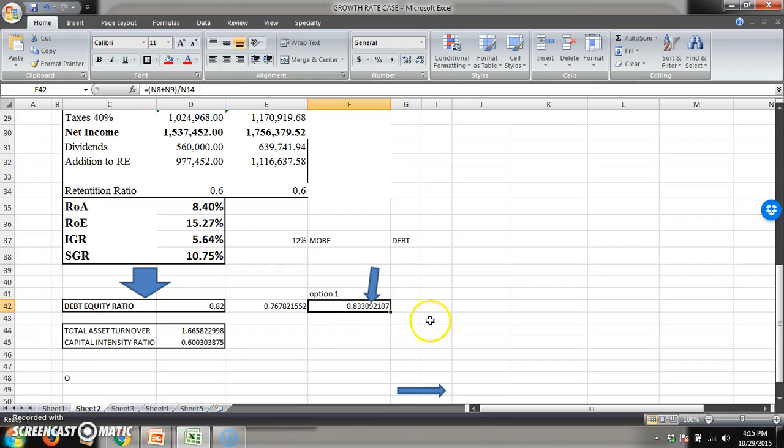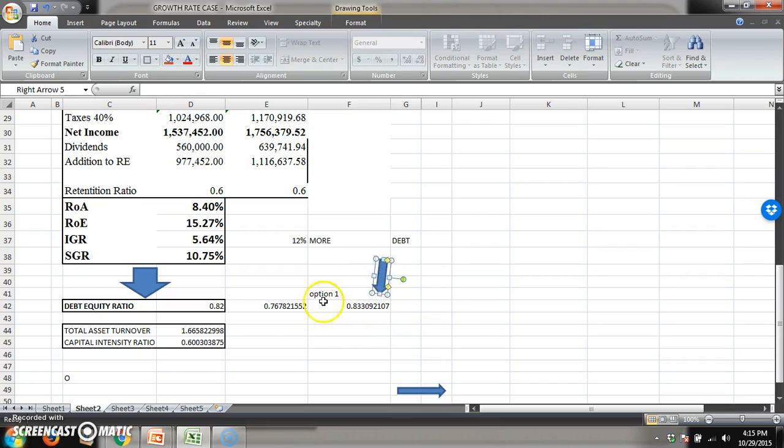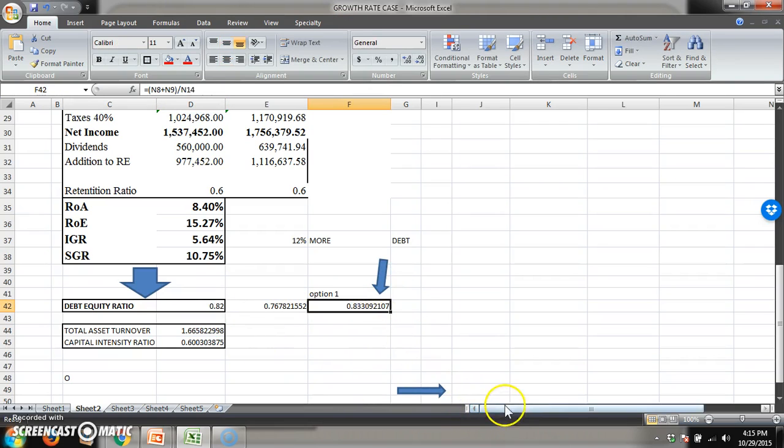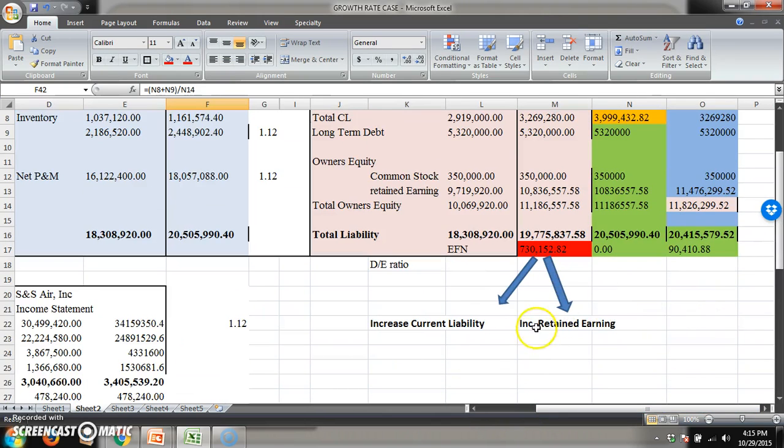Therefore, this is the new level: after increasing current liabilities, the debt equity ratio increases to 0.833, which is an increase over 0.82. Already 0.82 is a significant amount of debt. So if the company is not comfortable, it has already stretched far, and they don't want to increase it to 0.833 level.